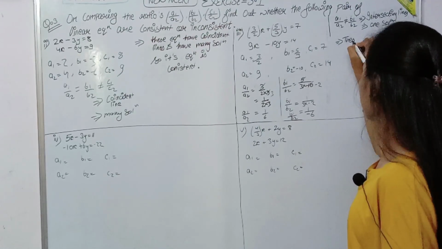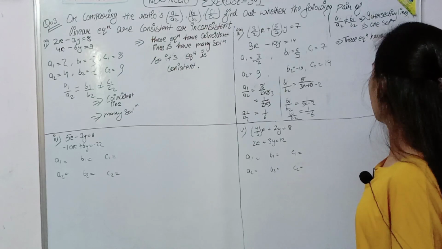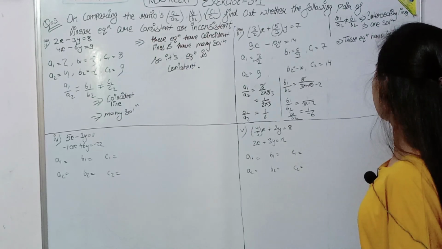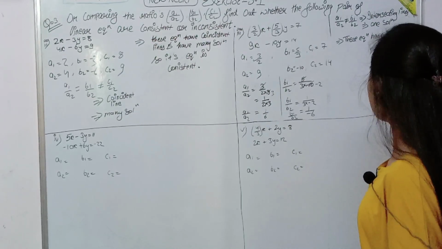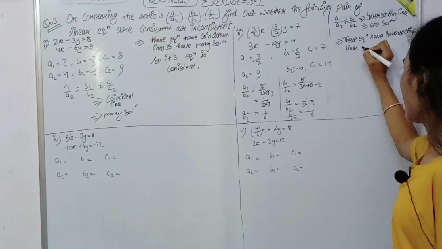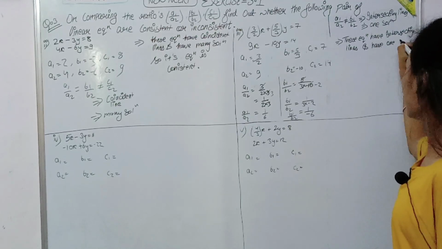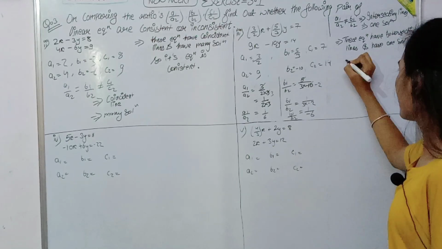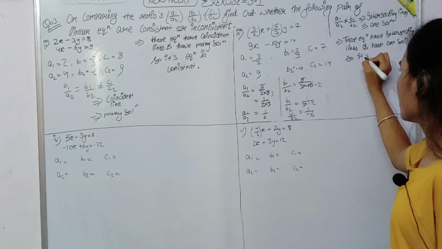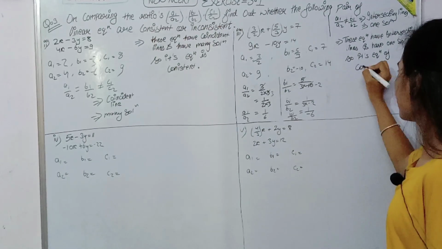So we can write these equations have intersecting lines and have one solution. So it is a consistent equation.